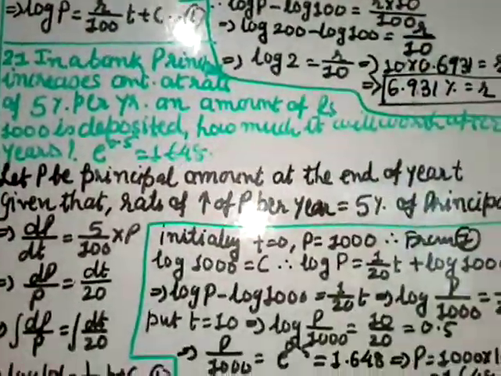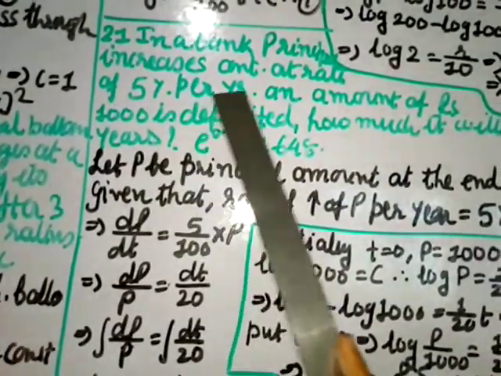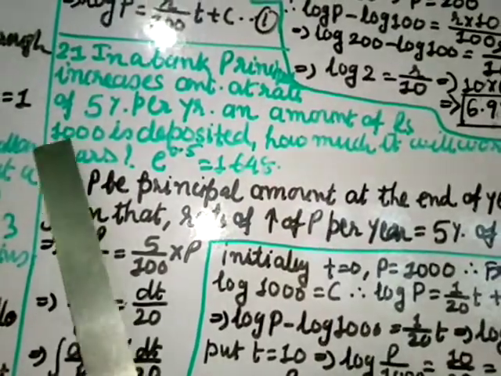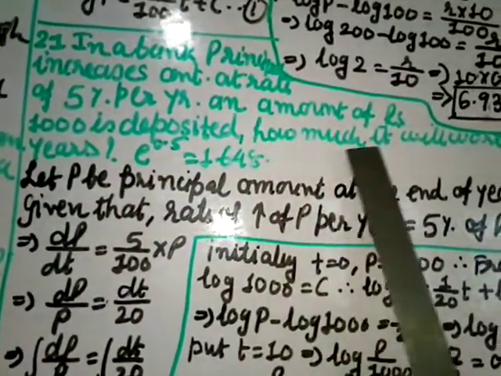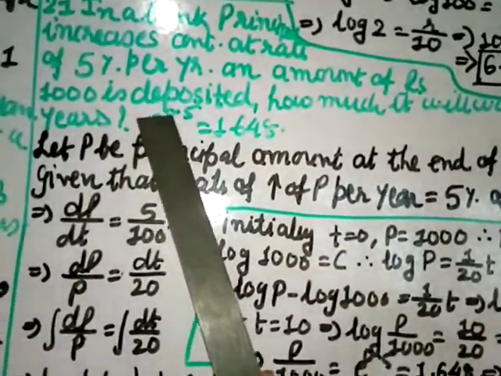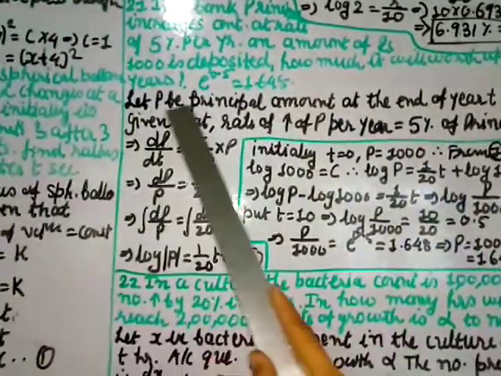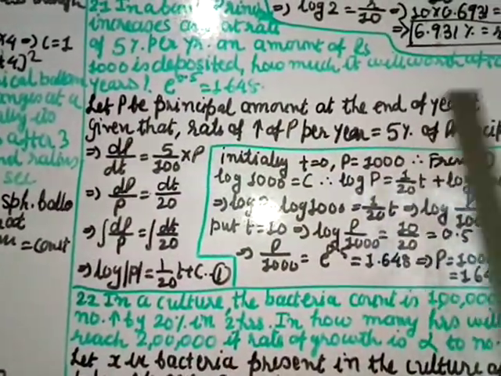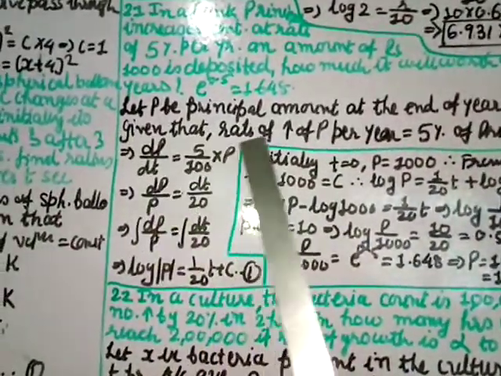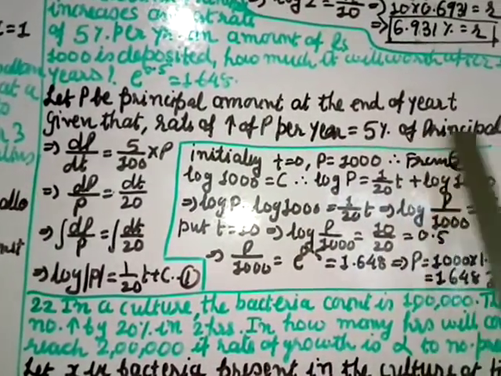Question number 21. In a bank, principal increases constantly at the rate of 5% per year. An amount of rupees 1000 is deposited. How much will it be worth after 10 years? e power 0.5 is equal to 1.648. Let P be the principal amount at the end of year t. Given that the rate of increase of P per year is equal to 5% of principal.